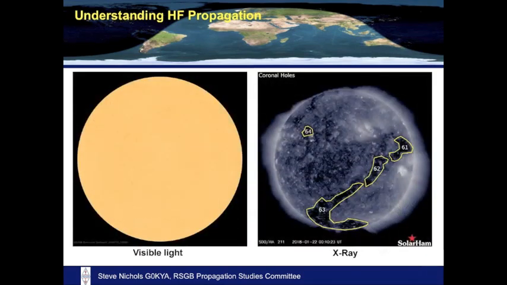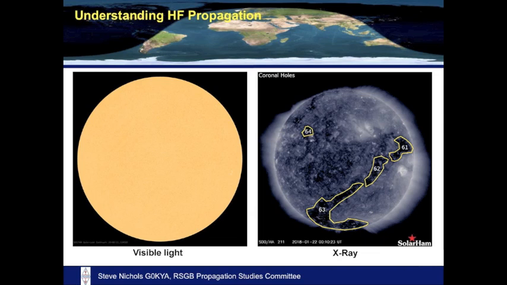Coronal holes are another solar feature that can affect HF propagation. These are areas on the Sun's corona with open magnetic field lines that allow solar material to escape. In an extreme ultraviolet or X-ray image of the Sun, like the one on the right, they appear as dark areas. Their effects are similar to that of a coronal mass ejection, but they're not as fast or as vicious, and the effects are generally not as severe.